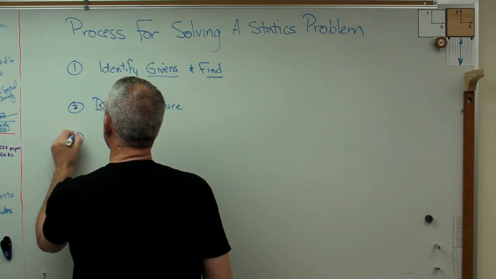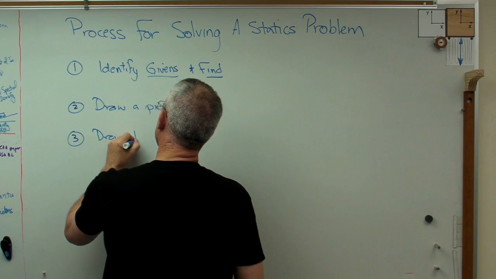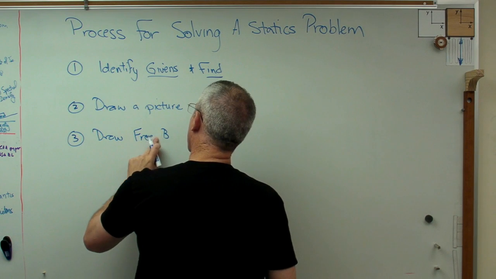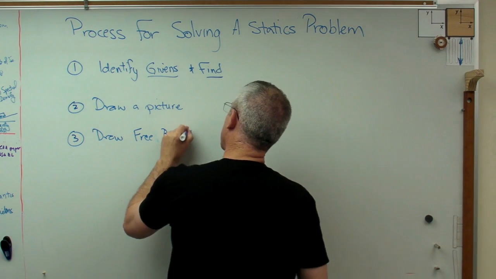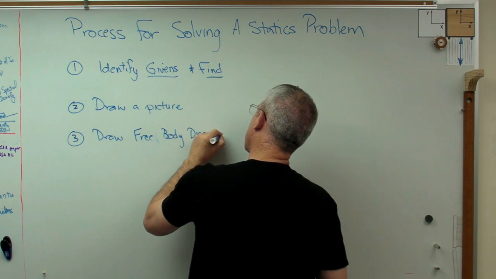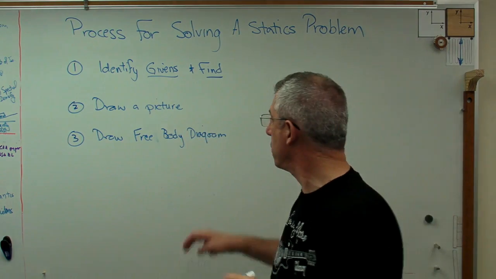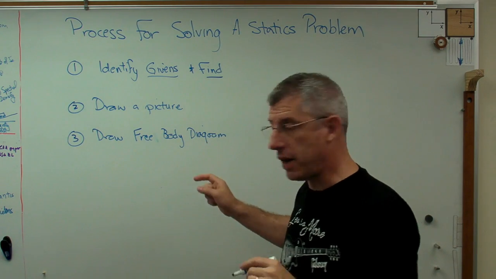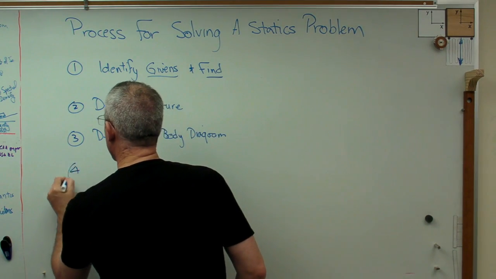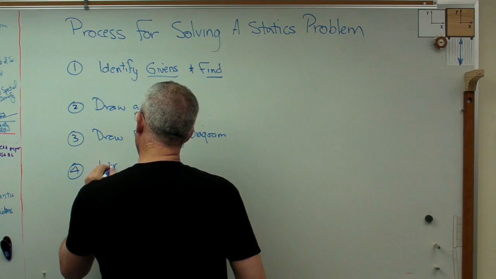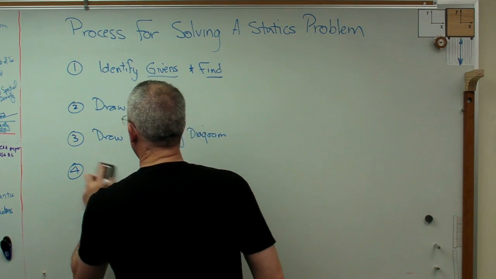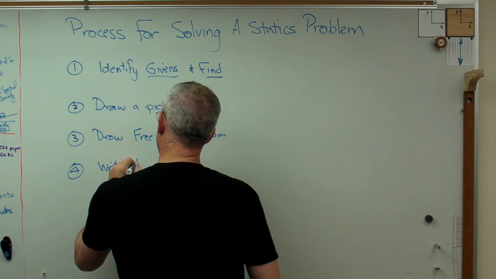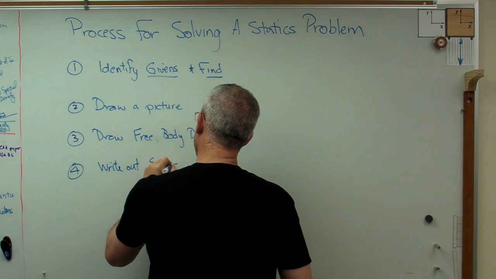So the third thing is draw a free body diagram. Okay, and that's just a simplified diagram that shows all the forces and moments that you could be either trying to find or have identified. Fourth thing is to write out, whoops, maybe I can spell that right. And I'm going to call these equations of equilibrium.